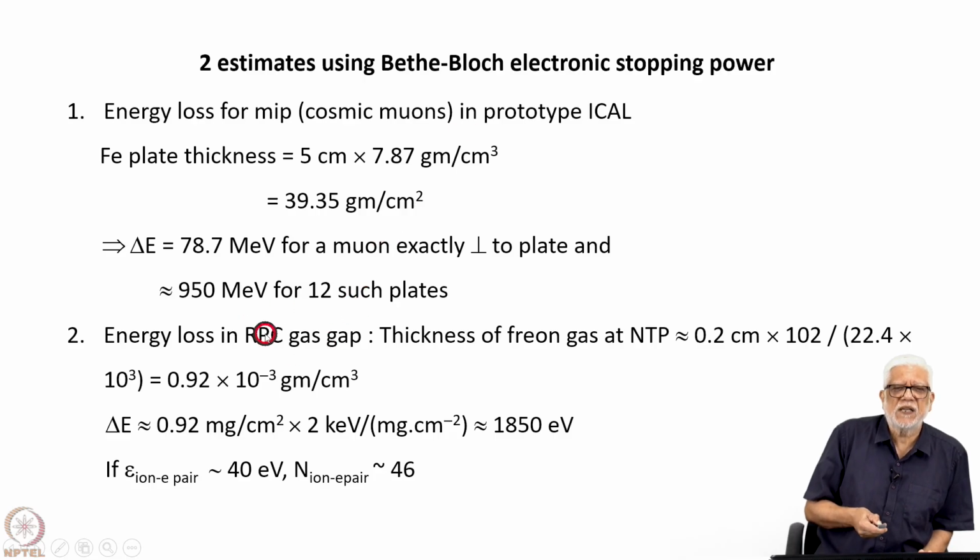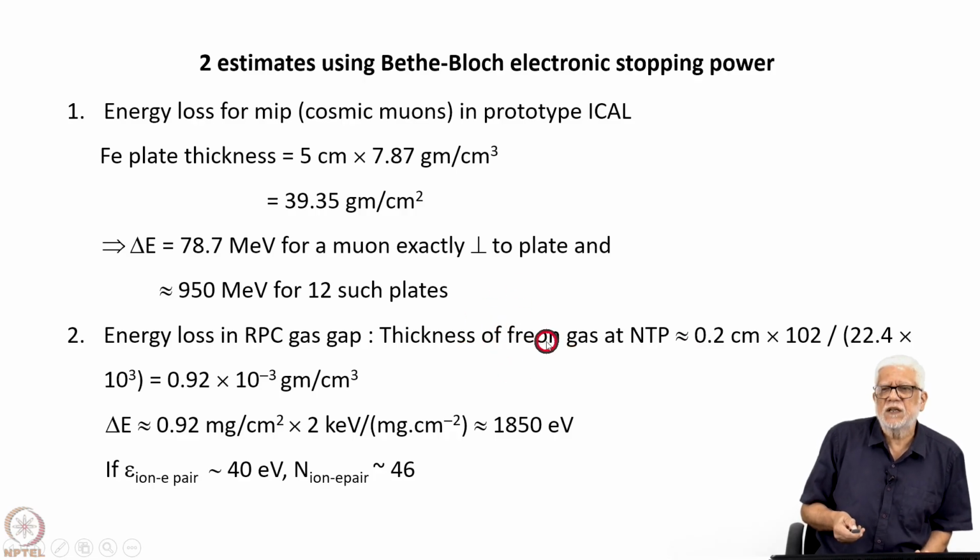So now these RPCs have gas at about 1 atmosphere, but only 2 millimeter gap. They had mostly freon, let's say, they had some other gases also as a mixture, but let's consider only freon. Then you can calculate how much is the energy loss, and that turns out to be about 2 keV. Given that the ion electron pair needs about 40 electron volts for creation, you only have about 46 electron ion pairs. Okay. So, you need of course amplification of this number if you want to get a measurable signal.